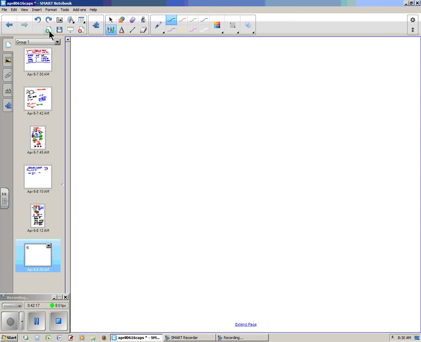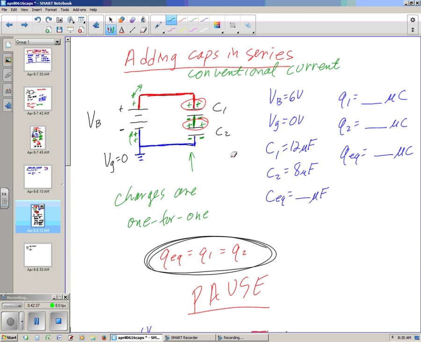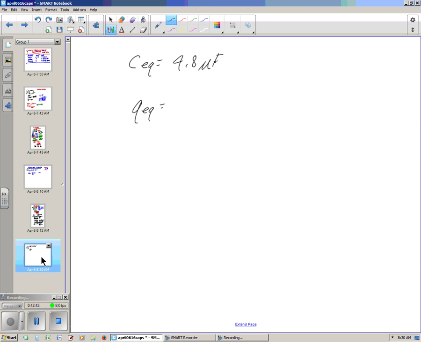Okay, so we know what C equivalent is. C equivalent is equal to 4.8 microfarads. And what would Q equivalent be? That was one of our unknowns. So Q equivalent equals what? Let me go back and find the beginning of this problem. Okay, right here, we wanted Q equivalent. So let's go find Q equivalent.